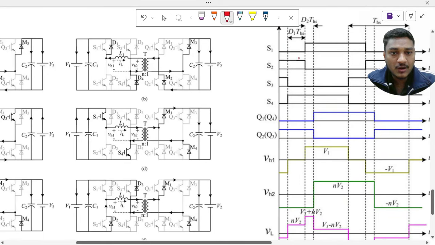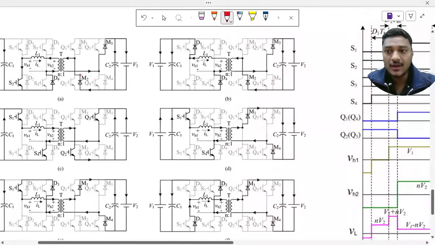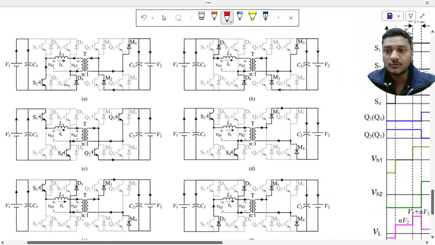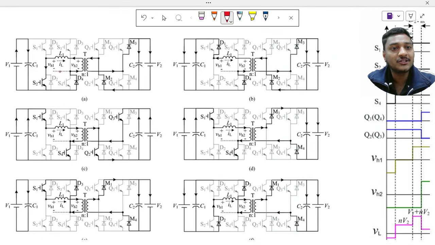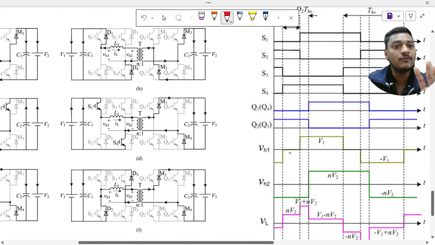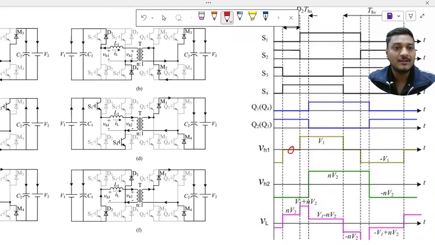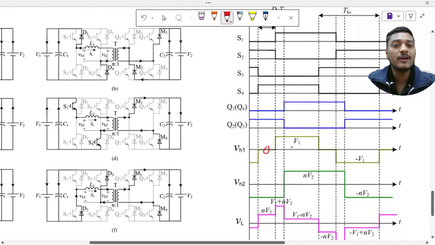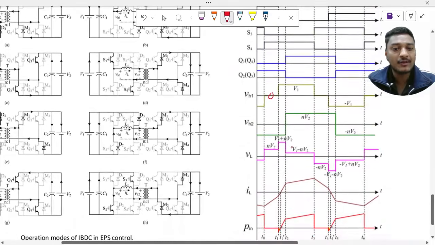Now another instant is, my S2 is on and my S4 is on. So when S2 and S4 are on, I told you that the current will circulate here only, and VH1 will see a voltage of 0. That is why you can observe that the voltage here is 0. So VH1 now has 3 voltage levels. One is minus of V1, another is plus of V1, and we have introduced another level, that is the 0 level. This is the way we have implemented it, and because of this, this is the duration and this is the nature of the current.